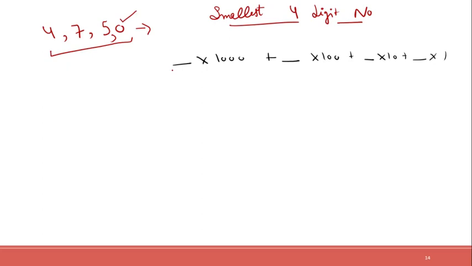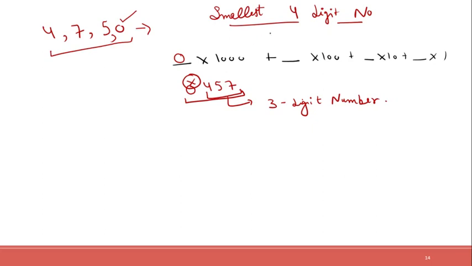But what I want you to understand is, if we multiply it by 0, then at the 1000th place it will become 0, and then 4, then 5, then 7, right? So as I have told you earlier, if we have a 0 here, then it has no value. So this number became a 3-digit number, right? But in our question, it was given that we want a smallest 4-digit number, right? So we cannot take 0 here. This is what I want you guys to understand, because it will become a 3-digit number.